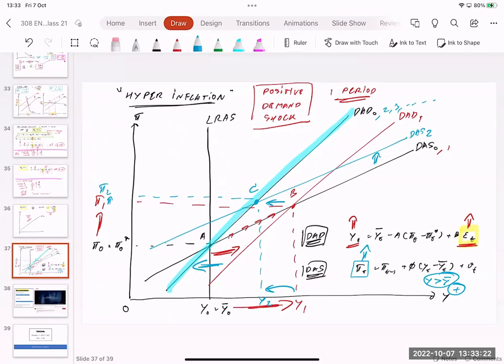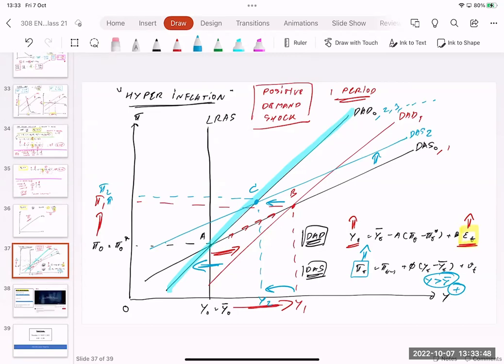In the next periods, time 3, time 4, time 5, DAD has no more positive demand shock, so it stays at the old curve, the one I put the blue highlight on. How about the AS at point C? Y is still greater than y bar, the right side of the AS equation is positive, so inflation still keeps going up.